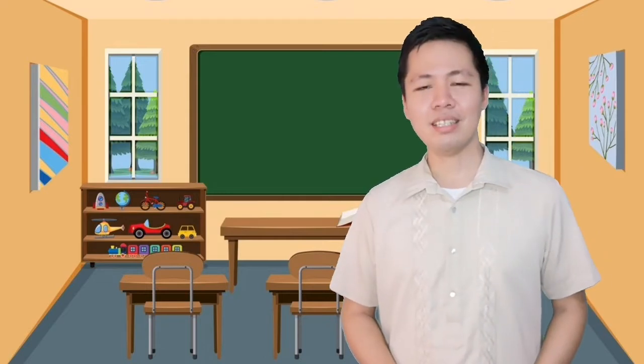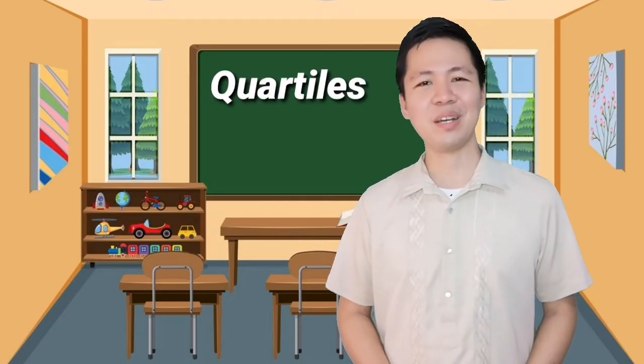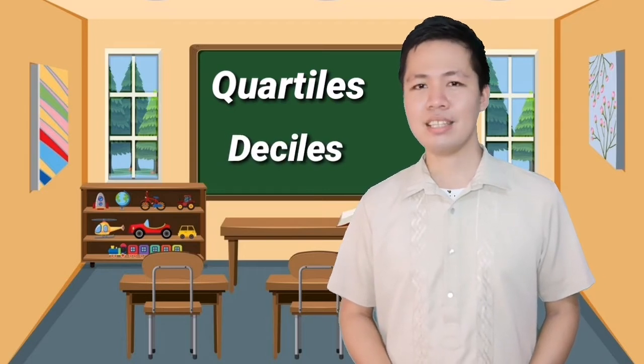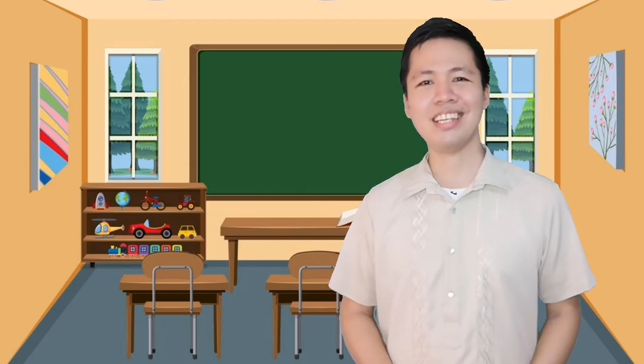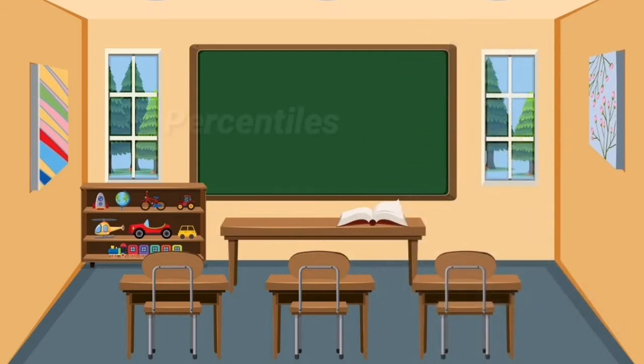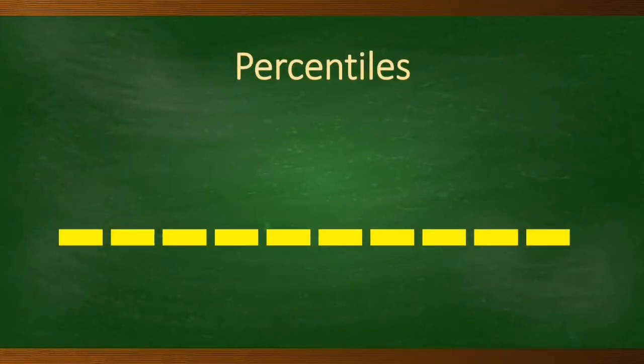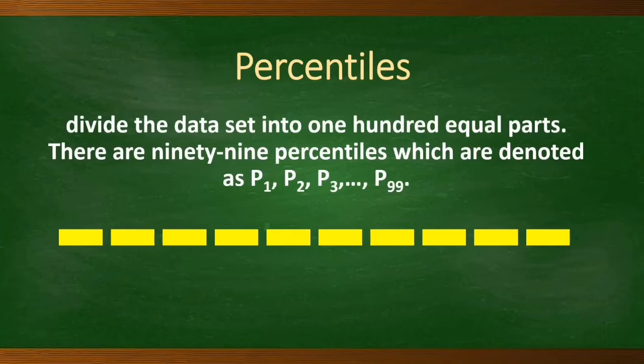We already have learned the first two measures of position, the quartiles and the deciles. This time, let's learn the third one, the percentiles. The median divides the dataset into two equal parts. Quartiles divide the dataset into 4 equal parts. Deciles divide the dataset into 10 equal parts. Percentiles, on the other hand, divide the dataset into 100 equal parts.